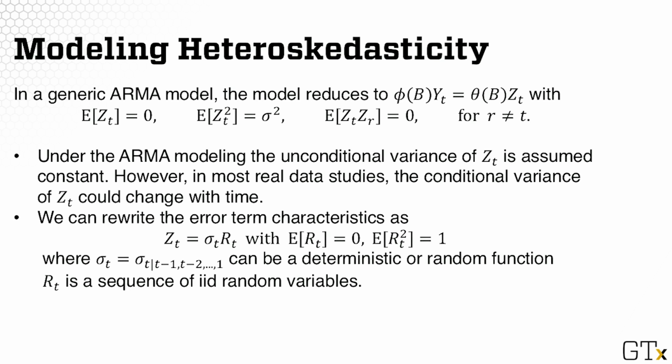However, in many applications, the time series data often exhibit volatility clustering, where time series show periods of high volatility and periods of low volatility, indicating non-constant variance. If so, we can rewrite the error term Z_t as the product between a deterministic but time-varying component, sigma_t, and a random process R_t with mean 0 and variance 1. In this lecture, we'll focus on modeling the volatility sigma_t.